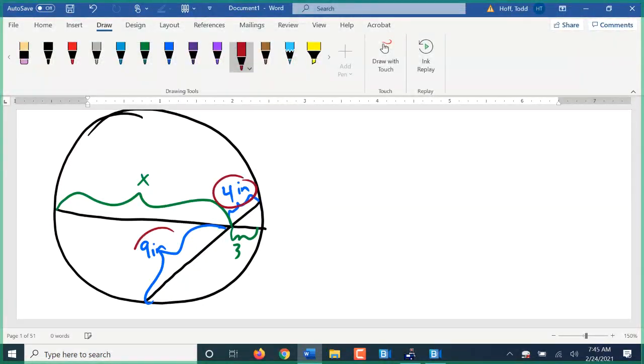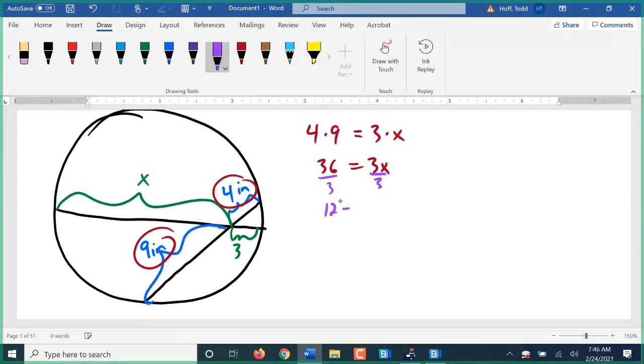So for this chord, it has pieces of 4 and 9. 4 times 9 is 36. The other chord has pieces of 3 and x, which has to equal 36. Divided by 3, we get that x has to be 12. It has to be a 12-inch piece. 12 times 3 is 36, 4 times 9 is 36. Those intersecting chords cut each other into pieces that have the same product.